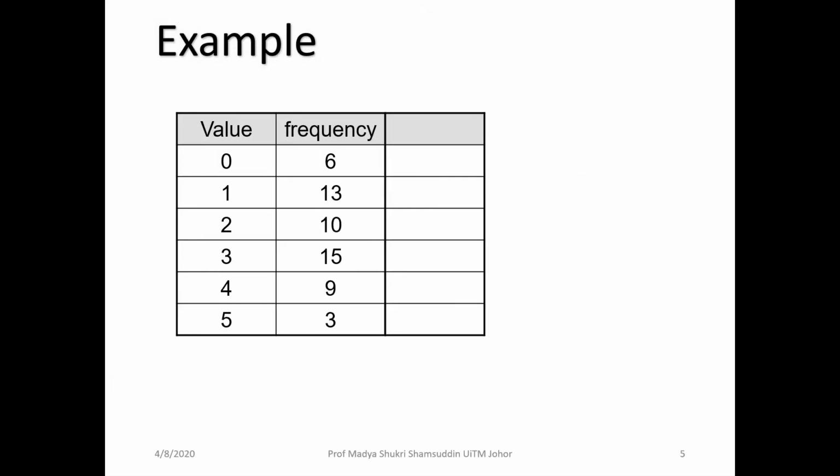Let's calculate the sample mean from a frequency table. From the frequency column, we get the sample size n to be equal to 56. We get this by adding all the frequency values. For the sum of the values, we need to multiply each value with its frequency to get the subtotal.